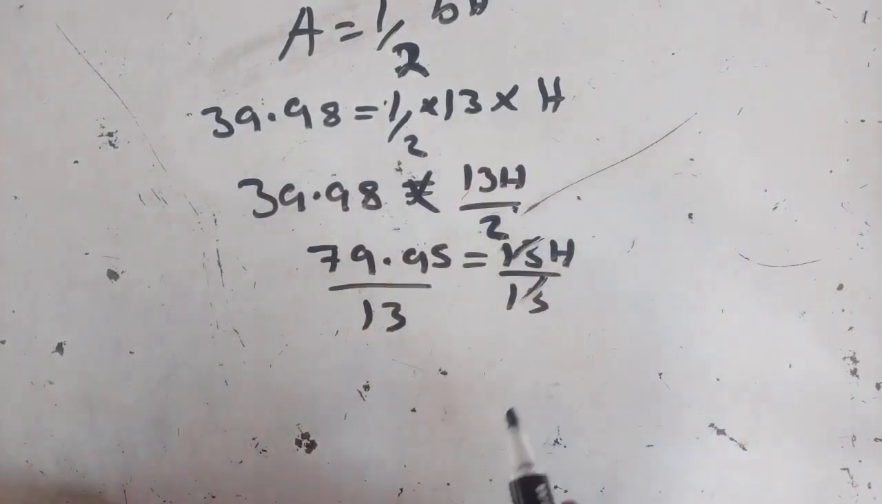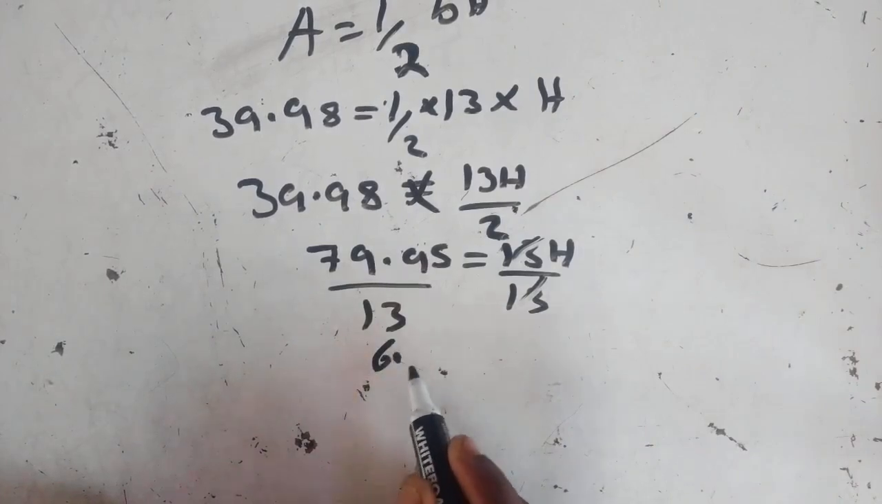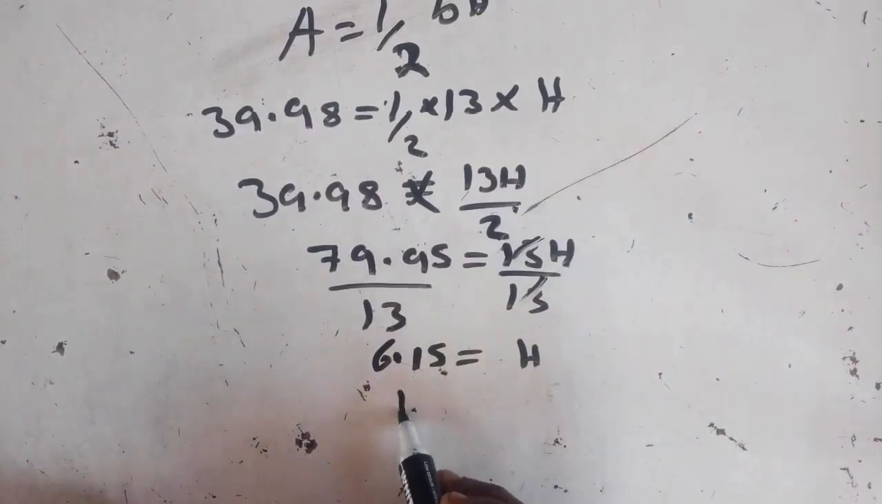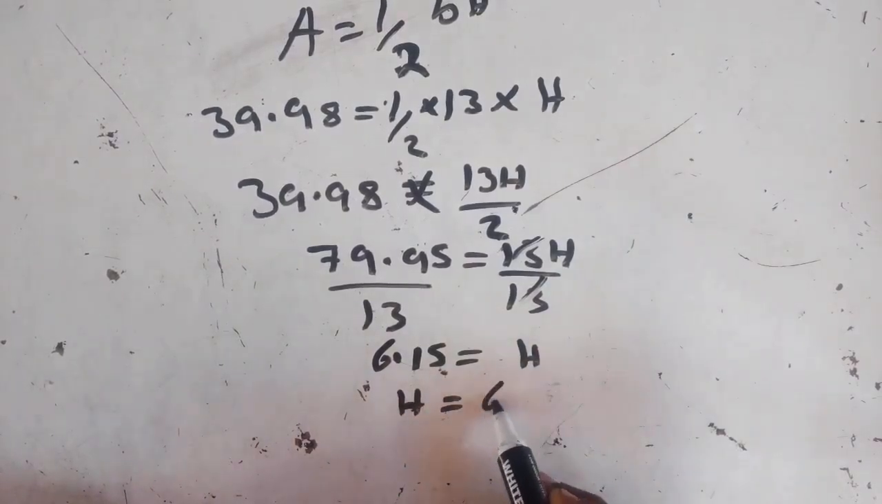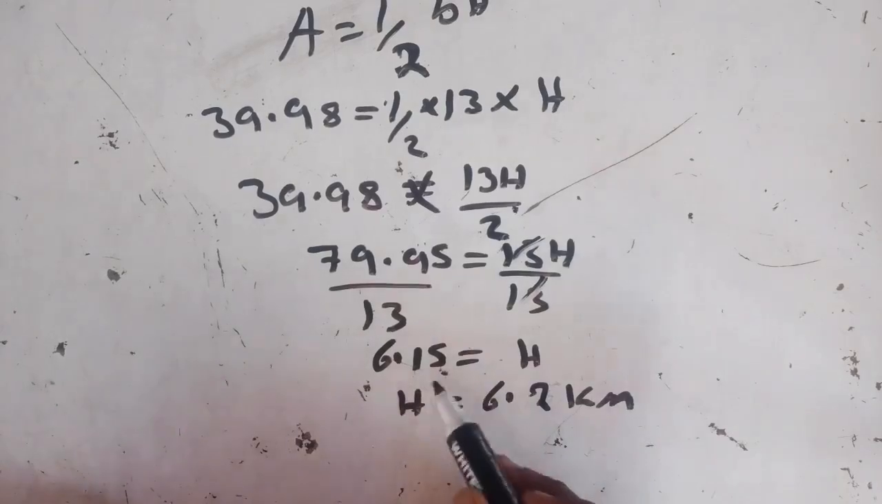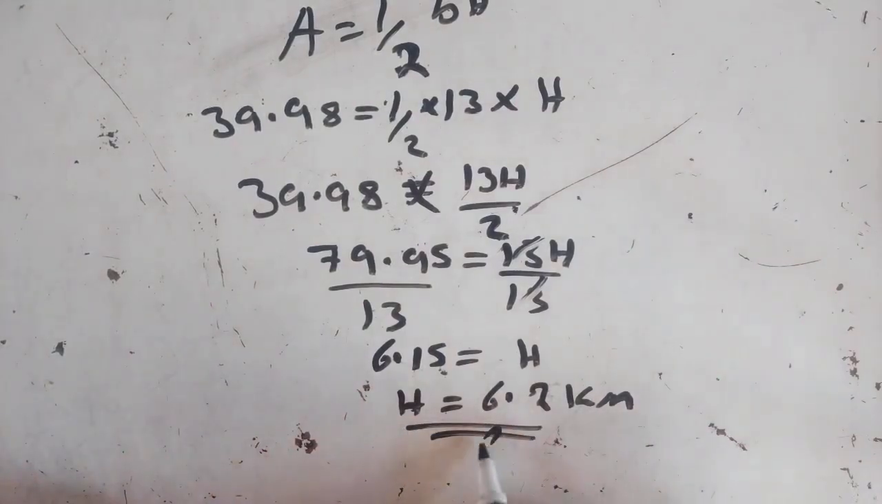This and this will cancel, so we remain with h, because we're making h the subject of the formula. So we're going to have 6.15 is equals to h. So our h, which is the shortest distance, is 6.2 kilometers. Remember, 5 can round off 1 to 1 this side, hence making it 2. So this was the shortest distance. The whole question carries 9 marks, so this is how you can get the 9 marks without any difficulties.